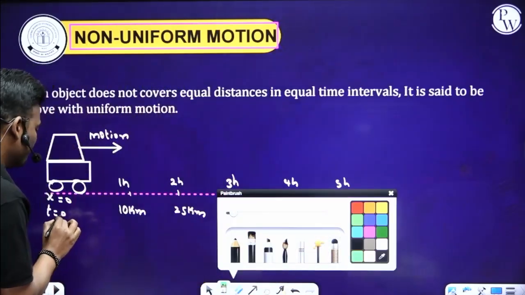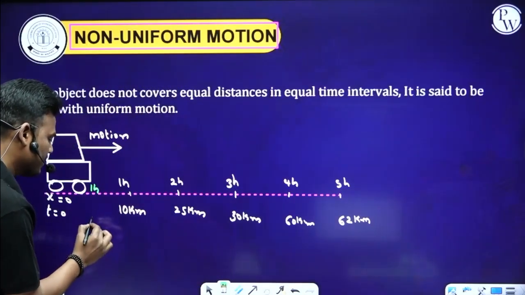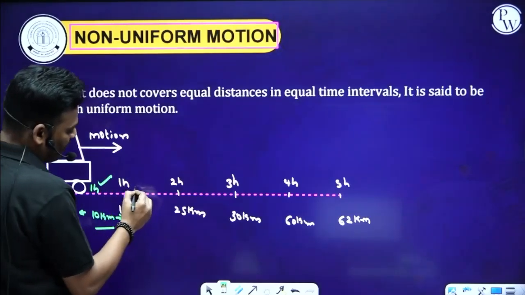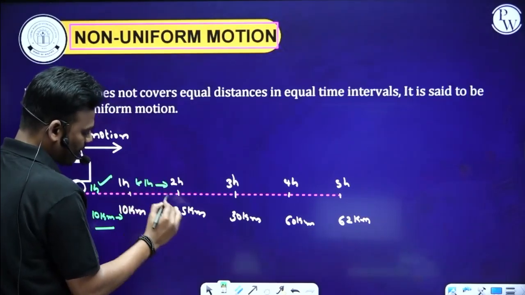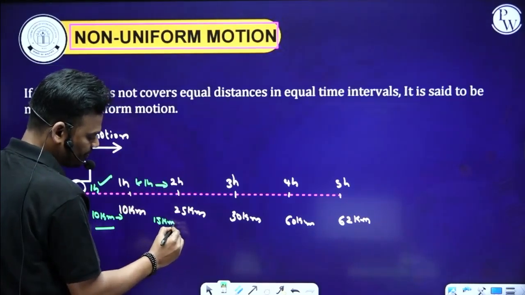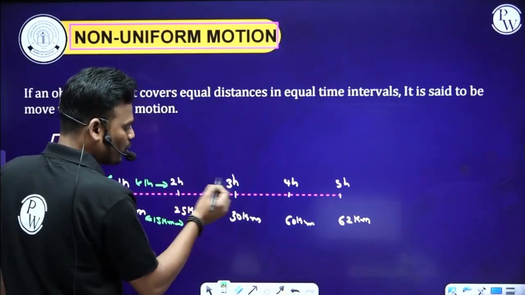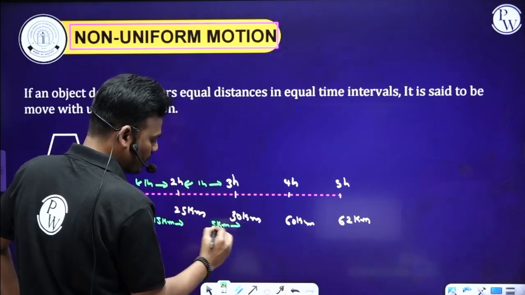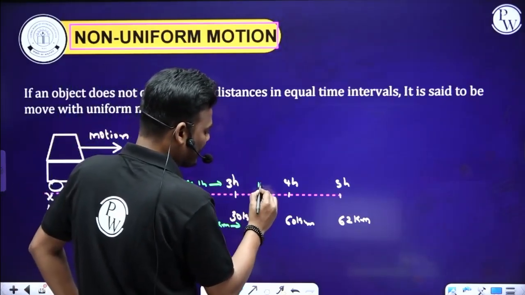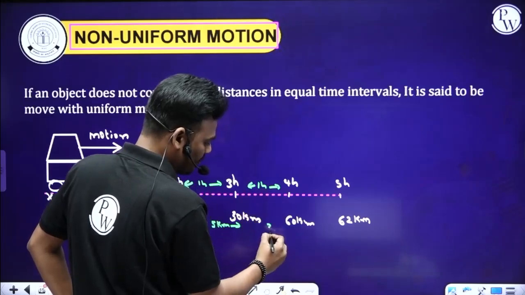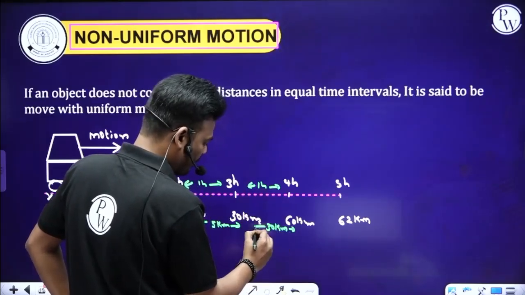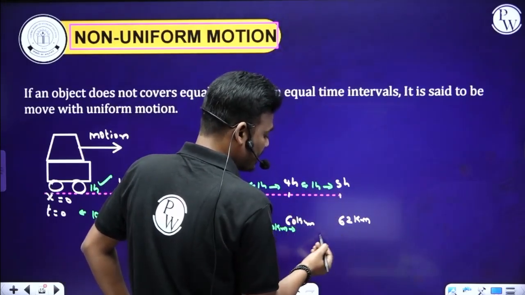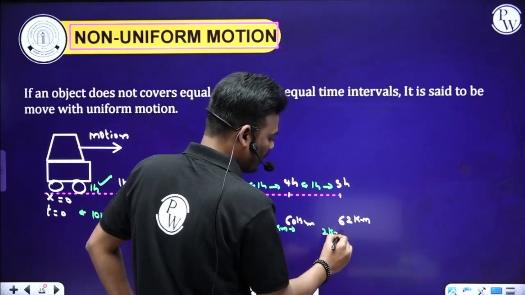Let's check out the time interval from 0 to 1. This is 1 hour, and the distance traveled is 10 kilometers. From here to here, time interval is 1 hour, and the distance traveled is 15 kilometers. Between 2 and 3, that is a 1 hour time interval, and the distance is 5 kilometers. From the 3rd to the 4th hour, the time interval is 1 hour, and the distance traveled is 30 kilometers. And from the 4th hour to the 5th hour, the time interval is 1 hour again, 60 kilometers to 62 kilometers, so the distance traveled is 2 kilometers.